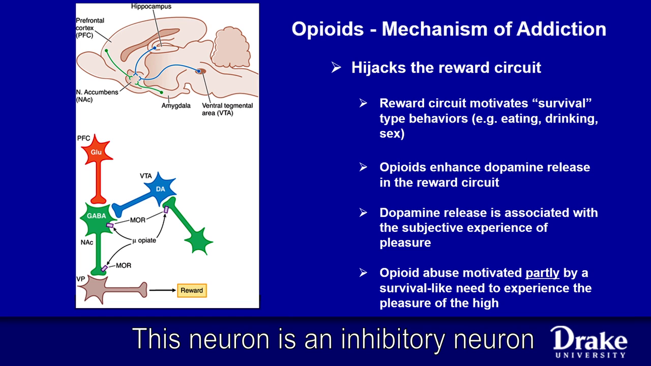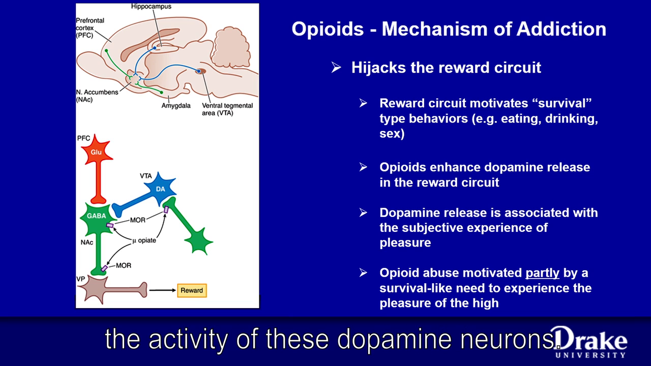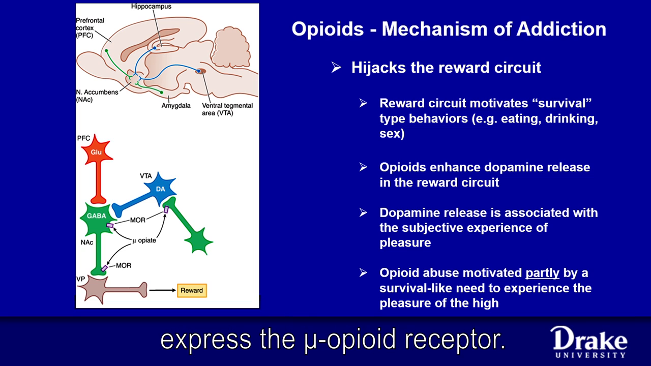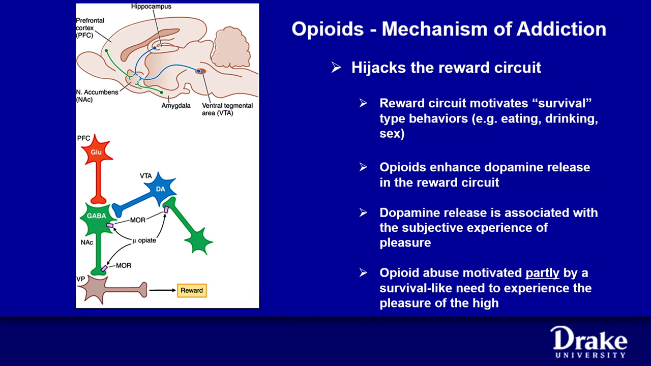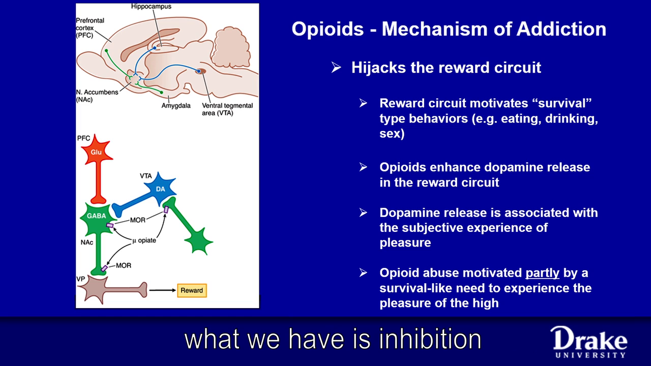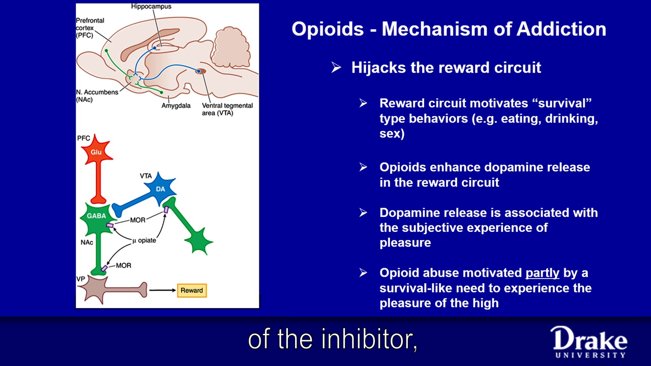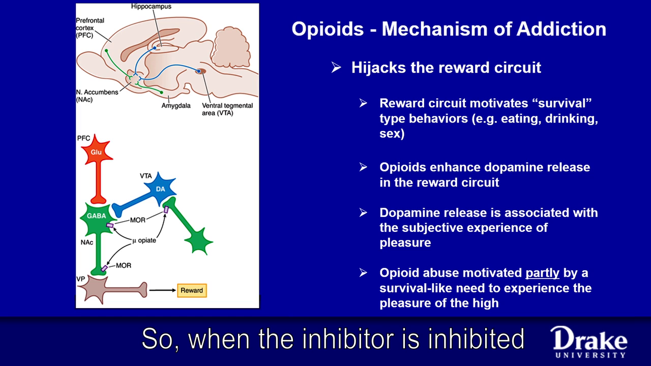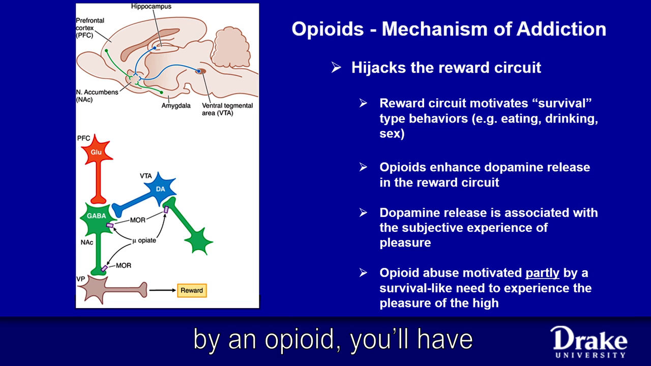This neuron here is an inhibitory neuron that normally will inhibit the activity of these dopamine neurons. But these inhibitory neurons express the mu opioid receptor. So when an opioid binds to its receptors expressed here, what we have is inhibition of the inhibitor, which results in excitation. So yes, double negatives are allowed in neuropharmacology. Okay? So when the inhibitor is inhibited by an opioid, you'll have an increase in activity of dopamine here. So this is how opioids activate the reward circuit. It's by inhibiting the inhibitor of the reward circuit.